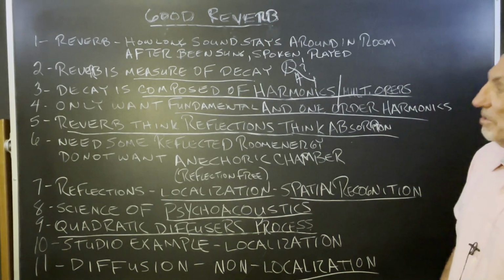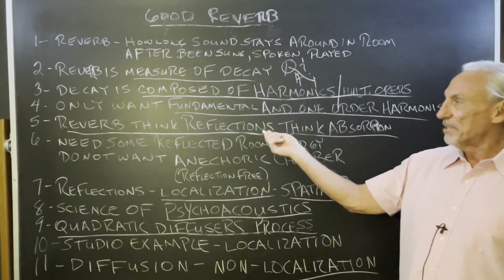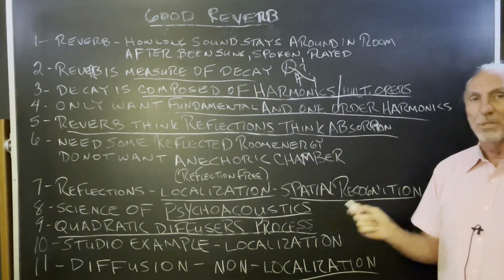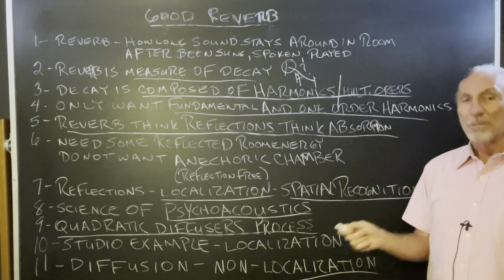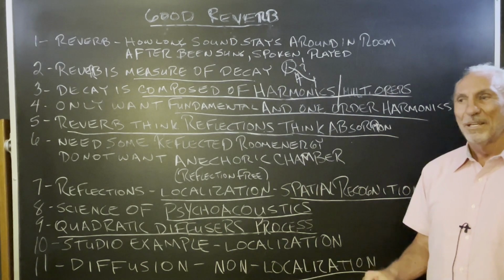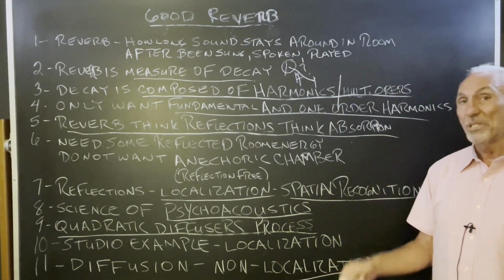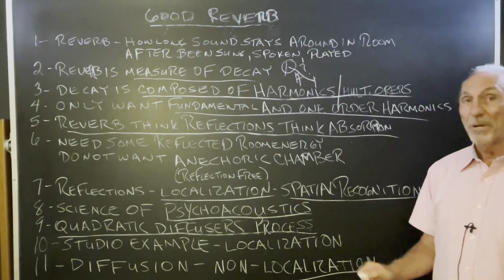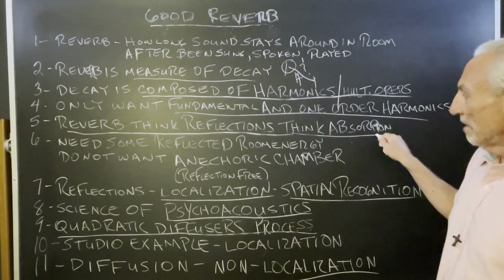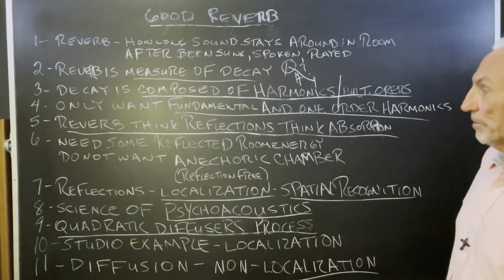So in order to do that, we have to mess with the reflections because that's what's causing it. When we think about reflections, I want you to think about absorption immediately for treatment. Diffusion is another option, but it's very limited in its usage in small room acoustics, but very powerful. But you have to kind of know what you're doing. So 90% of the time, when you think of reverb, you're going to think about absorption for treatment.